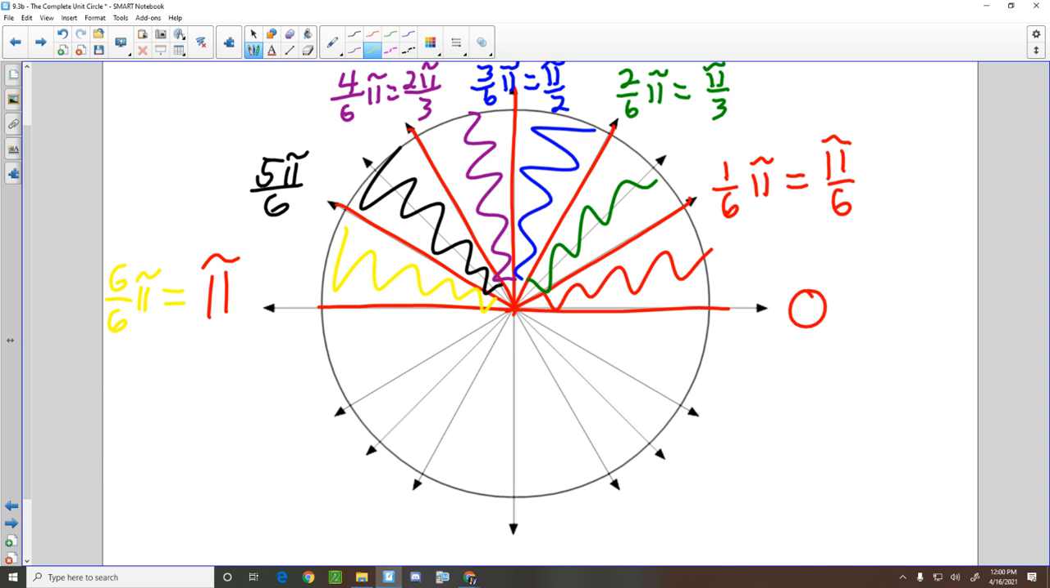Does that help a little bit, thinking of it like an actual pie? And like cutting it up into slices, even if you don't like real pie?